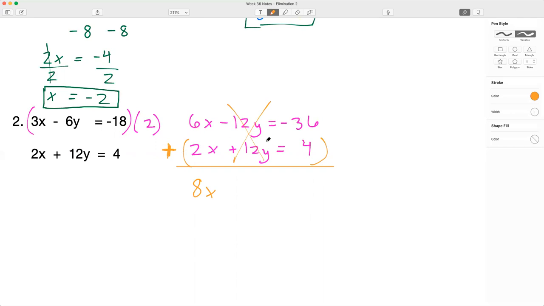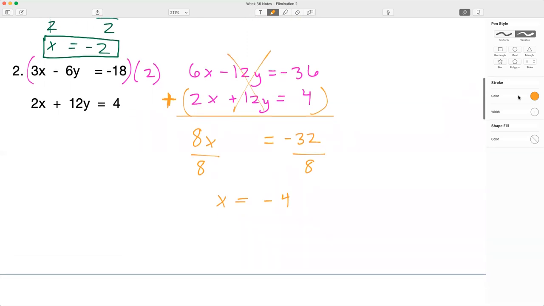-36 plus 4. If you're adding two numbers that have different signs, subtract the smaller from the larger and take the sign of the larger. So 36 minus 4 is 32, and it's negative. -32. Okay, so now we have 8x equals -32. Divide both sides by 8. And then x equals -4. So we've already found our x.